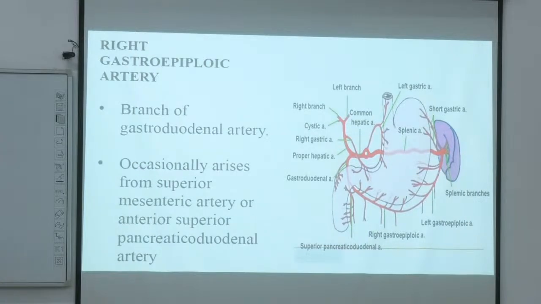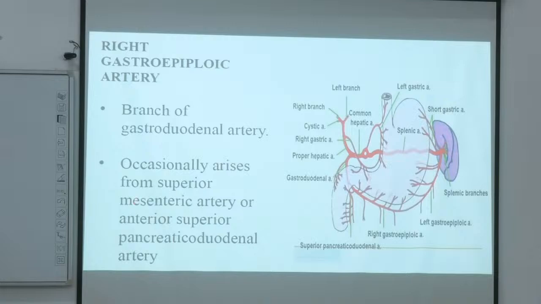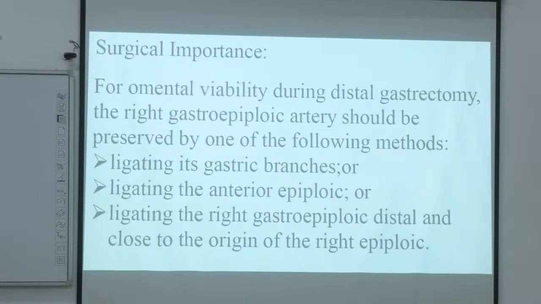Next, the right gastroepiploic. This is a branch of the gastroduodenal artery. See here, this is the right gastroepiploic. Occasionally it arises from the superior mesenteric artery or the anterior superior pancreaticoduodenal artery, which are other sources of origin. Next, for omental viability, this is one surgical importance during distal gastrectomy.